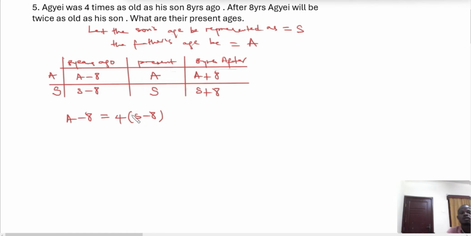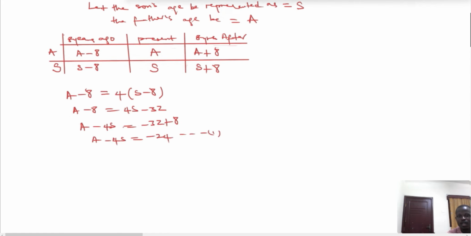Now we're going to expand this bracket. A minus 8 is equal to 4 times S, which is 4S, minus 4 times 8, which is 32. This is question 1, and we're going to solve it simultaneously. So let's move on to the after.